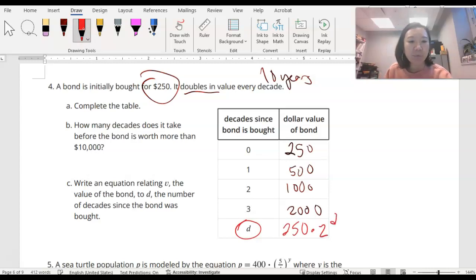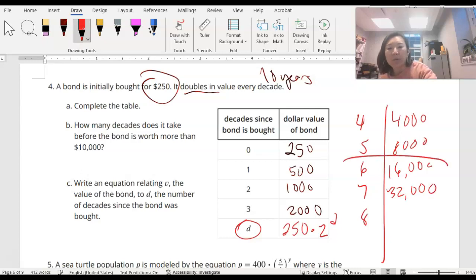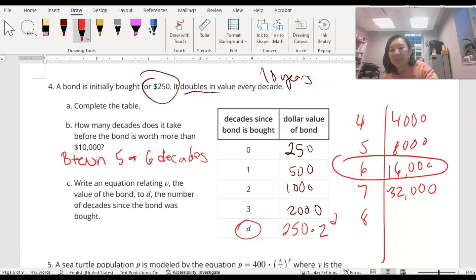It says how many decades does it take before the bond is worth more than 10,000? So if we keep along this trend, right, and we say 4, 5, 6, 7, 8, we're going to be at 4,000, 8,000, 16,000, 32,000, right? And so at this point here, we are now over 10,000. So it'll take between 5 and 6 decades, because probably sometime after this 5th decade, but before this 6th decade, it'll hit that 10,000. If we are only counting by full decades, then it would take 6 decades to get over 10,000.